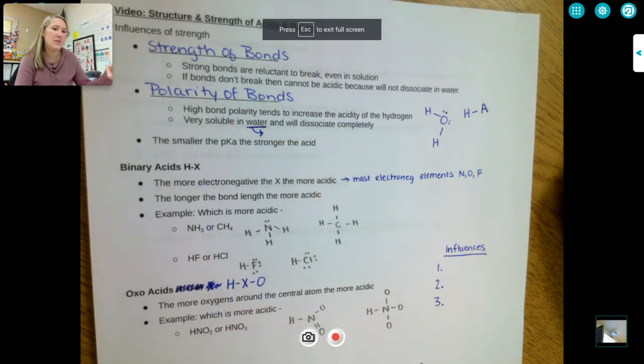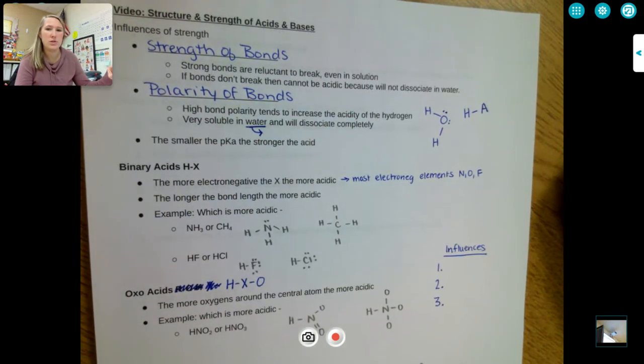Hey AP, in this video we're going to talk about structure and strength of acids and bases. So we've talked about strength of acids and bases when we looked at strong versus weak acids and bases, and we said that our strong acids and bases are going to completely dissociate, break apart into their ions, which means it's a one direction reaction, whereas weak acids and bases do not completely dissociate into their ions. Therefore, they sit at an equilibrium and we have that double arrow.